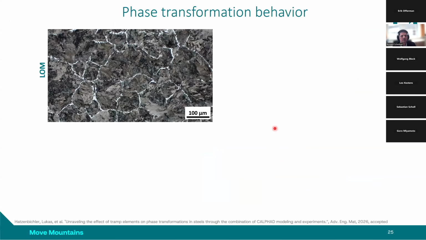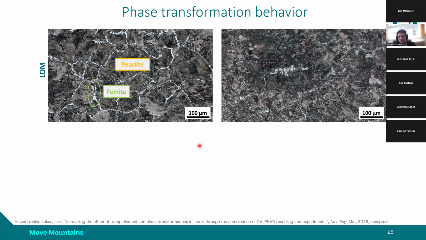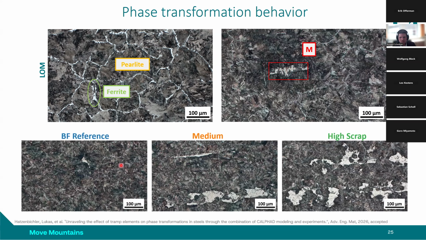And to prove that this is really the case, you can see here again images from light optical microscopy. You can see here again a pearlitic microstructure with ferrite on the grain boundaries. And suddenly, when you have higher shares of tramp elements, you can see that you find these displacive phases. Of course, it's hard to see here, but you have to believe me that when one also uses higher magnification, reference, medium, high scrap, you see just more such areas which are then martensitic or bainitic within your microstructure.